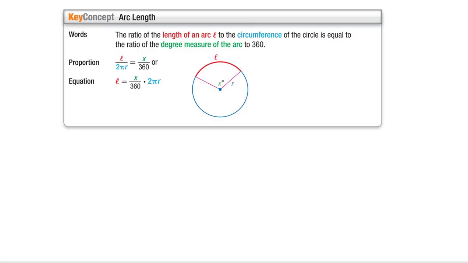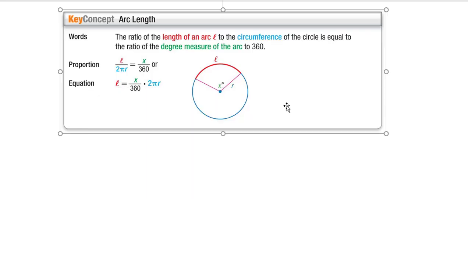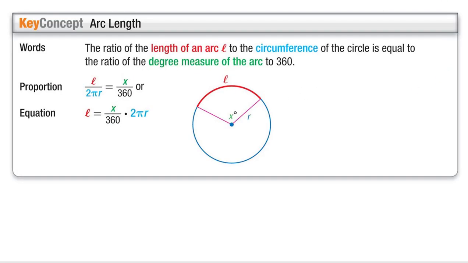Okay, arc length. Actually, I'm going to make this a little bit bigger. Let's see if I can do this. It's not going to let me do it, and I'm recording a video. Okay, never mind. I'm going to pause this and try and make this a little bit bigger for you. Okay, I made that bigger.